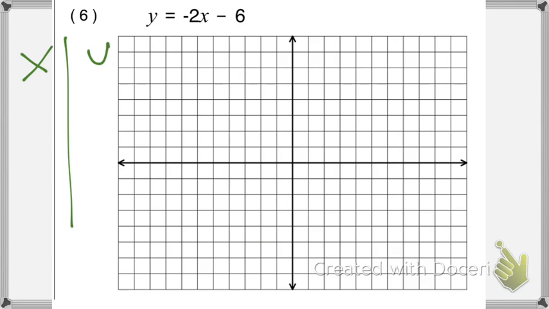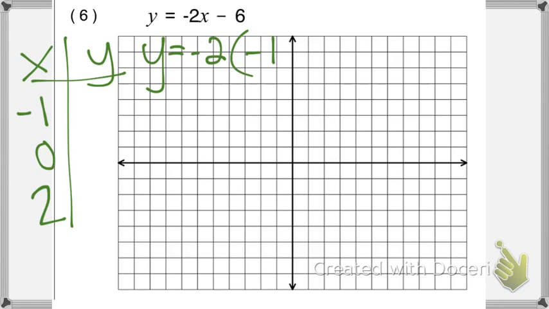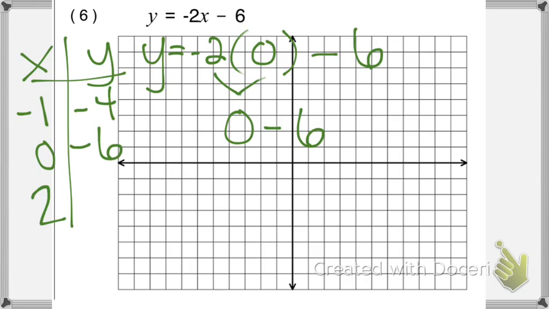Last one here. How about negative 1, 0, and 2. So I'm going to plug in negative 1. Let's see, this is positive 2. Take 6 would be negative 4. All right, 0. Anything times 0 is 0. Take 6 is negative 6. And 2. Negative 2 times 2 is negative 4. Take 6 is negative 10.